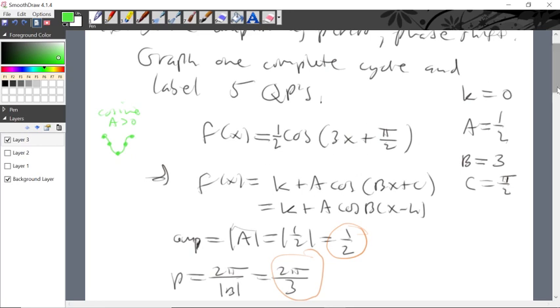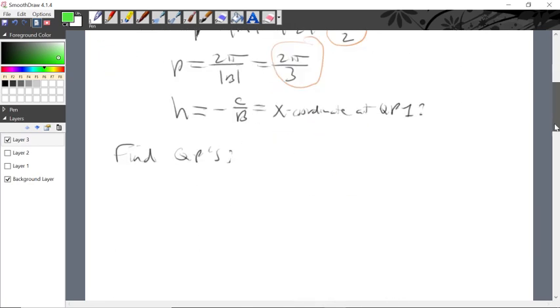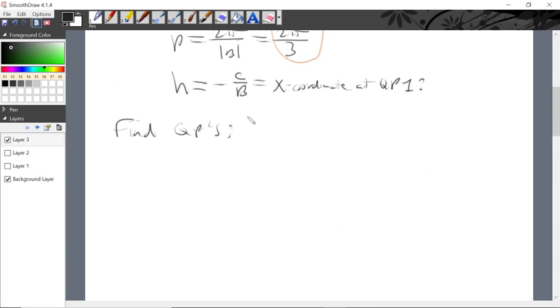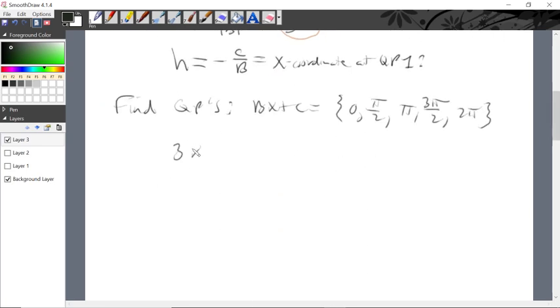Where are those 5 quarter points going to be located? We take bx plus c, which is 3x plus pi over 2, and we set it equal to those 5 quantities. We want bx plus c equal to the set of values 0, pi over 2, pi, 3 pi over 2, 2 pi. So that gives us 5 linear equations.